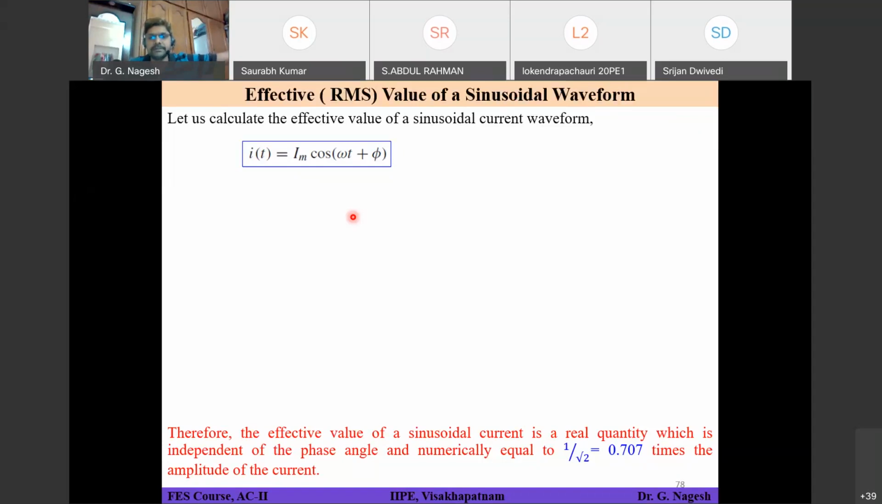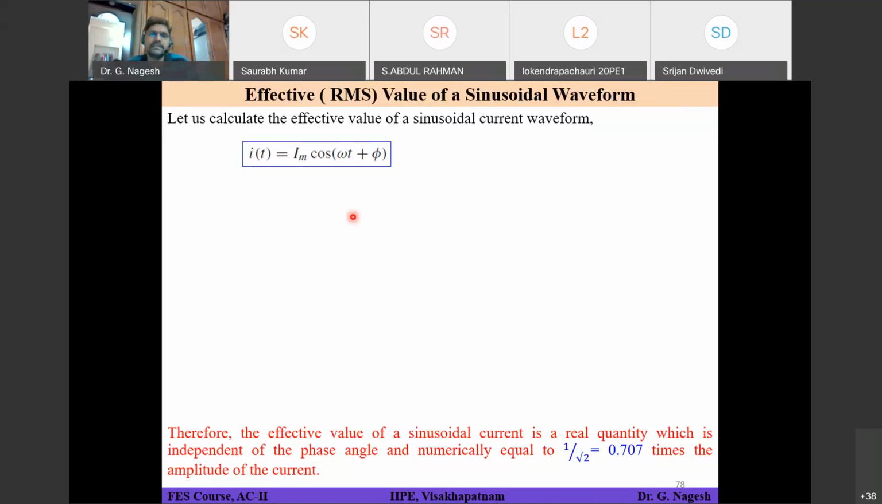Im square by 2 is equal to I effective square. Taking the square root of that, it is Im by root 2. So I is equal to I maximum by root 2. Or I of t whole square is equal to Im square by 2. Let's see that.